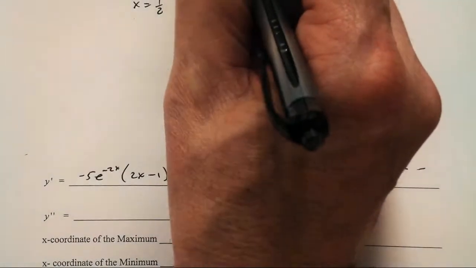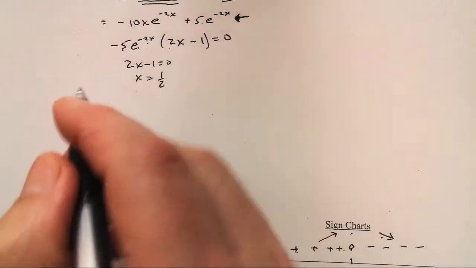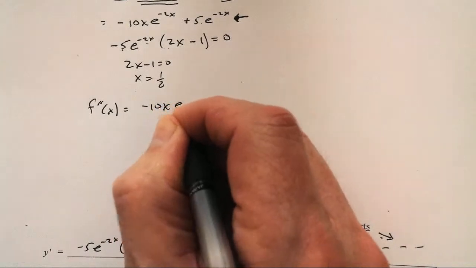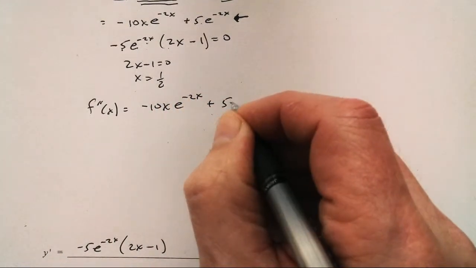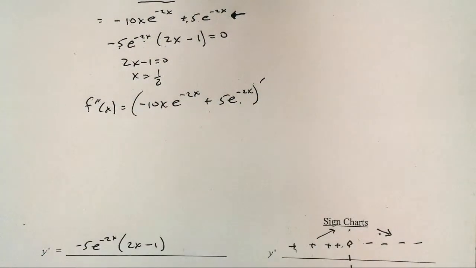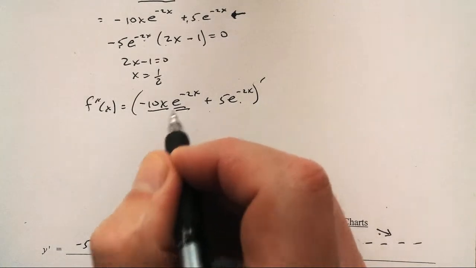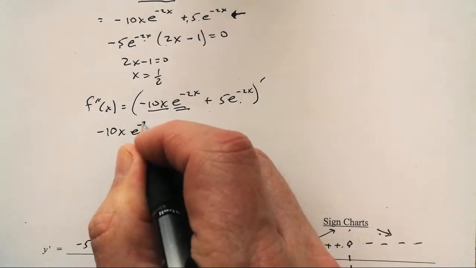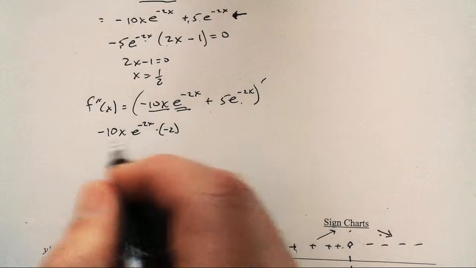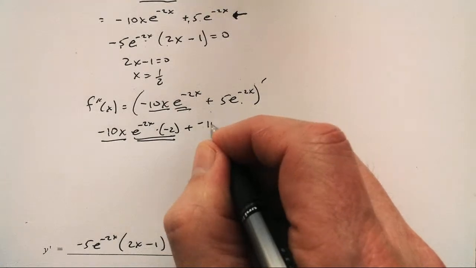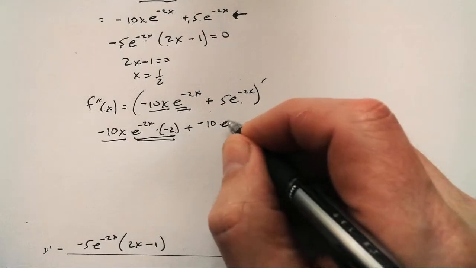For the second derivative, I'm going to jump back up. Instead of the factored version, I'm going to use this. We could use the factored form, but I'm going to go ahead and say f double prime of x is the derivative of negative 10x e to the negative 2x plus 5e to the negative 2x. First function, second function. I want the plain old first times derivative of the second, e to the negative 2x times negative 2, treat the baby. Plain old first times derivative of second plus derivative of first, negative 10 times the plain old second.